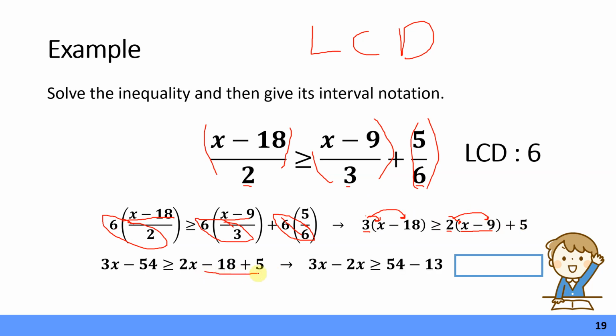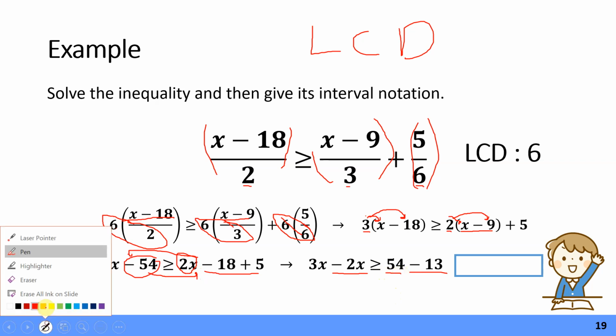Let's combine like terms, right? So negative 18 plus 5 gives me negative 13. And then the 2x, I moved it to this side, so it became negative 2x. The negative 54 that was on this side, I moved it to this side, and it became positive 54. Okay, hopefully I didn't lose you there.